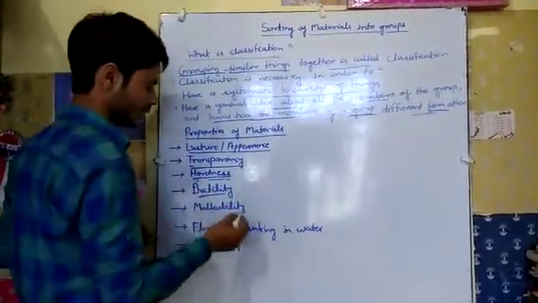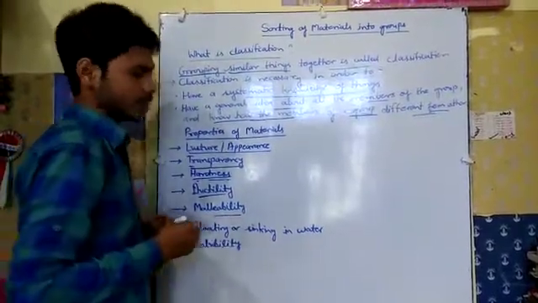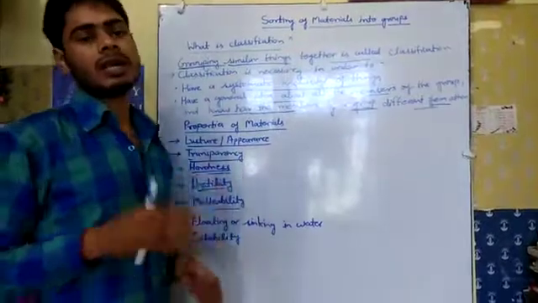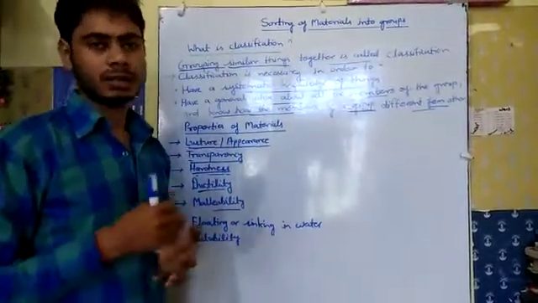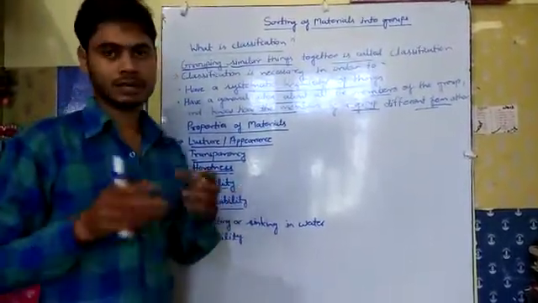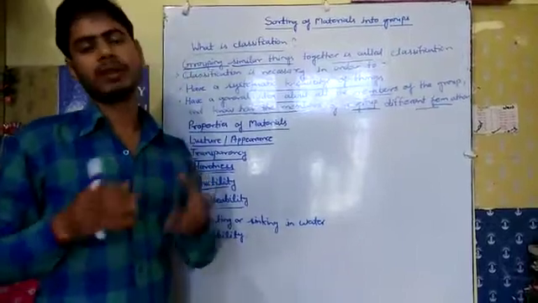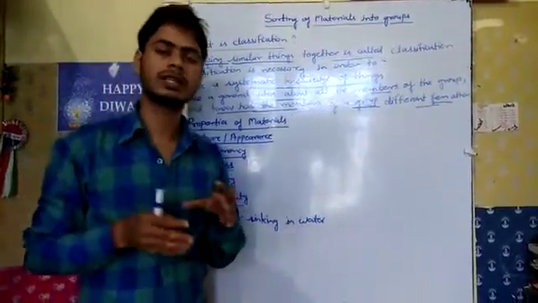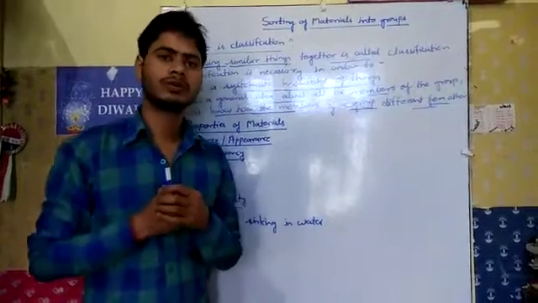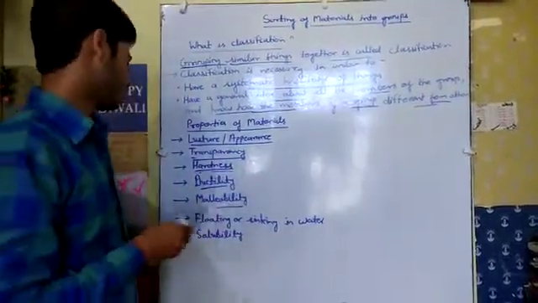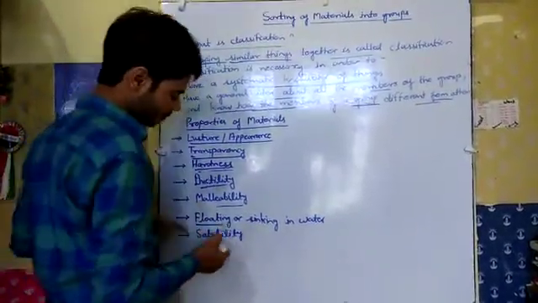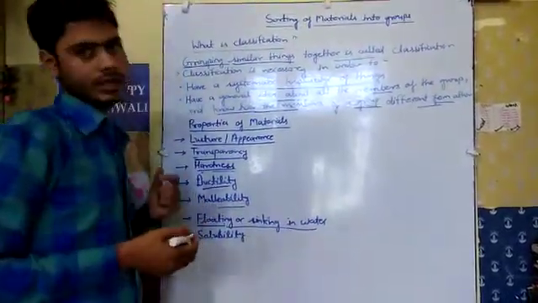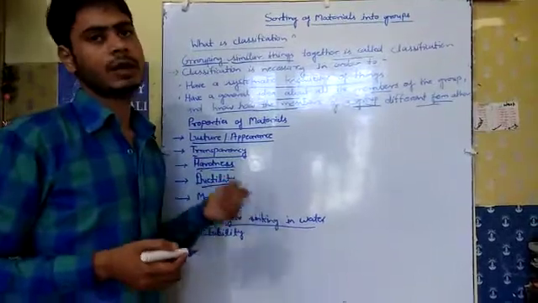The next one is malleability. Malleability is the property by which, when we apply pressure, the material is converted into thin sheets. But there are some objects which, when we apply pressure, are not converted into thin sheets and break. The next one is floating or sinking in water. Some objects float in water and some sink.